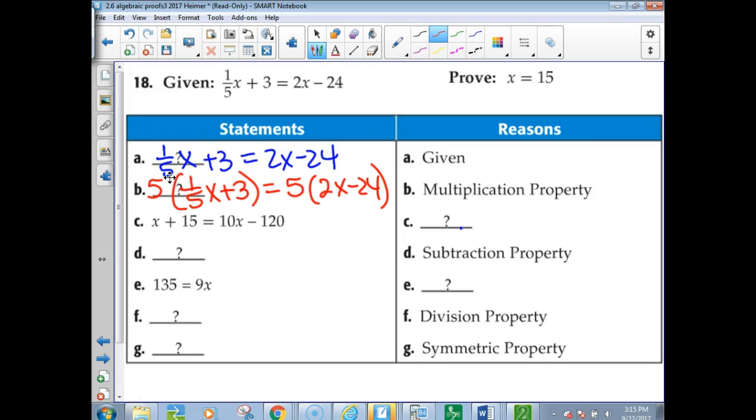That's how you're going to get x plus 15, which is what Cadence saw. 5 times 2x is 10x. 5 times minus 24 is minus 120. So what did I just say we did? What was the rule for what we did to get here? Distributive. We use the distributive property.